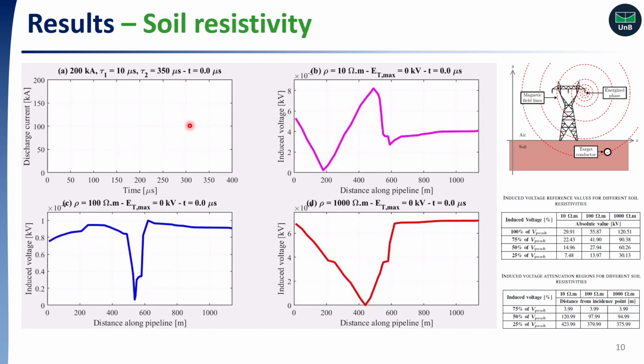Now we see the effect of the soil resistivity on inductive coupling propagation. Here we consider a 200 kA discharge with 350 microseconds. Here we observe the pipeline voltage for 10 ohm-meter soil, here for 100 ohm-meter soil, and finally here for 1000 ohm-meter soil. Let me play this.